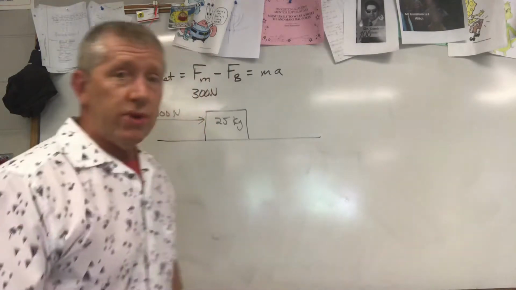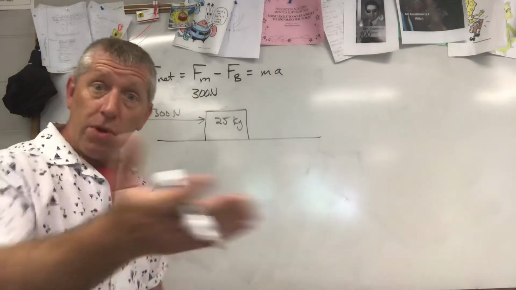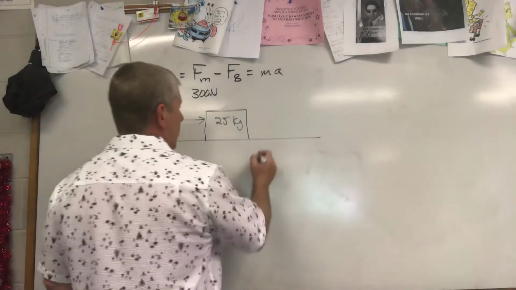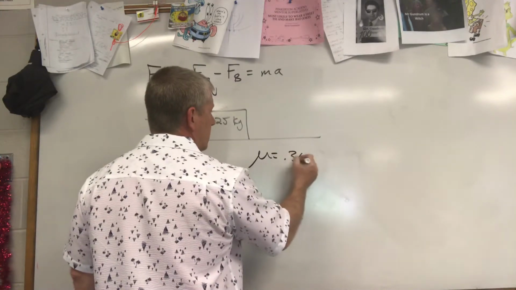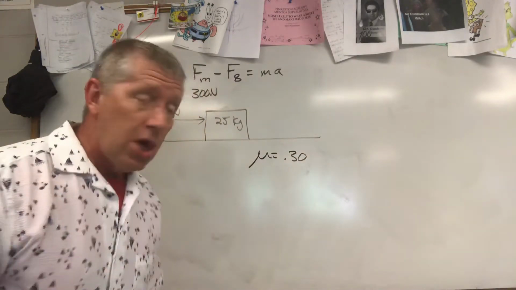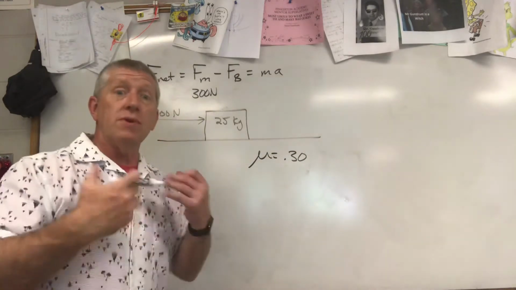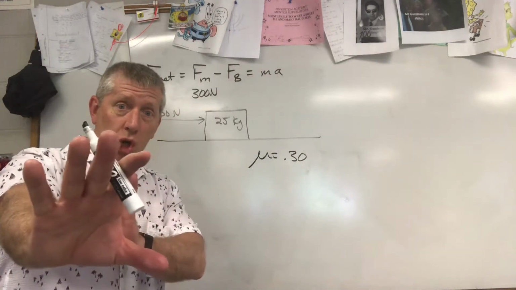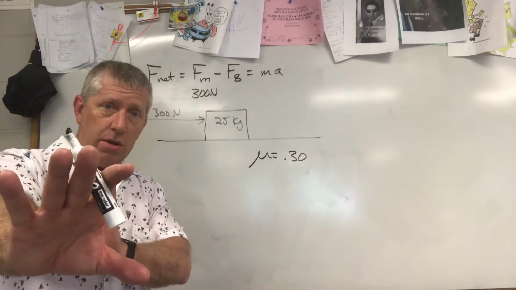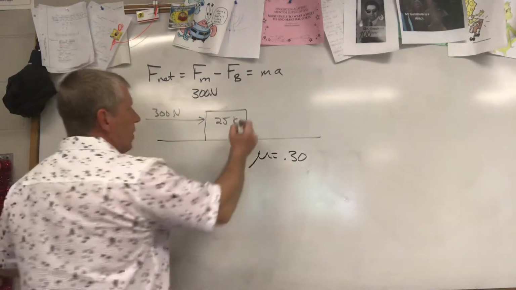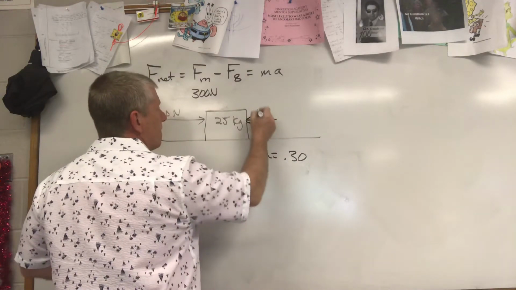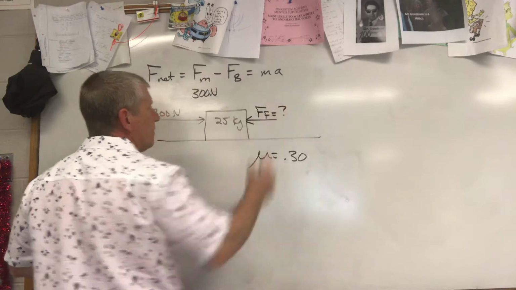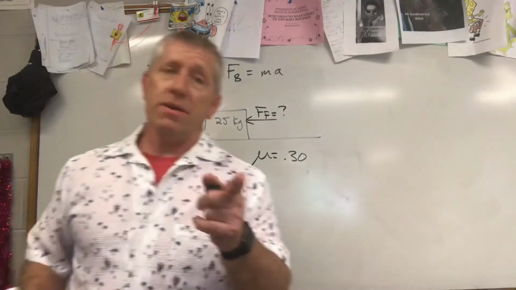Friction. How do you know there's friction? Because there was a coefficient of friction. The coefficient of friction was given as 0.30. Therefore, there must be friction. So friction is going to hold this back. Friction says, no, you shall not pass. Again, Gandalf. Now, we don't know what that friction is. We have to calculate it.